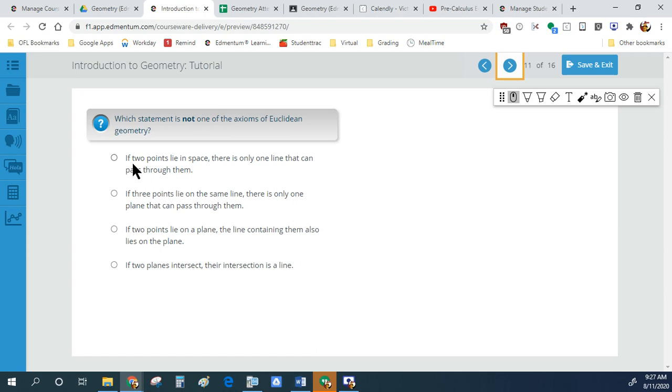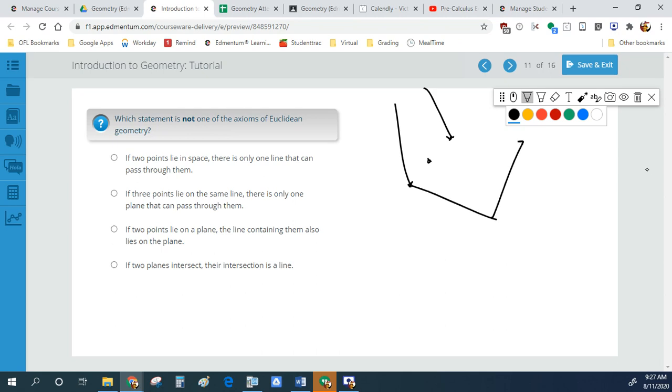So, this first one says if 2 points lie in space, there is exactly one line that passes between them. And we already said that's true, right? If 3 points lie on the same line, there is only one plane that can pass in between them. So that one kind of doesn't make any sense, right? Because let's say we have 3 points. We could have a piece of paper going this way. We can have a piece of paper going this way, and they both contain them. So this one's a little questionable to me.